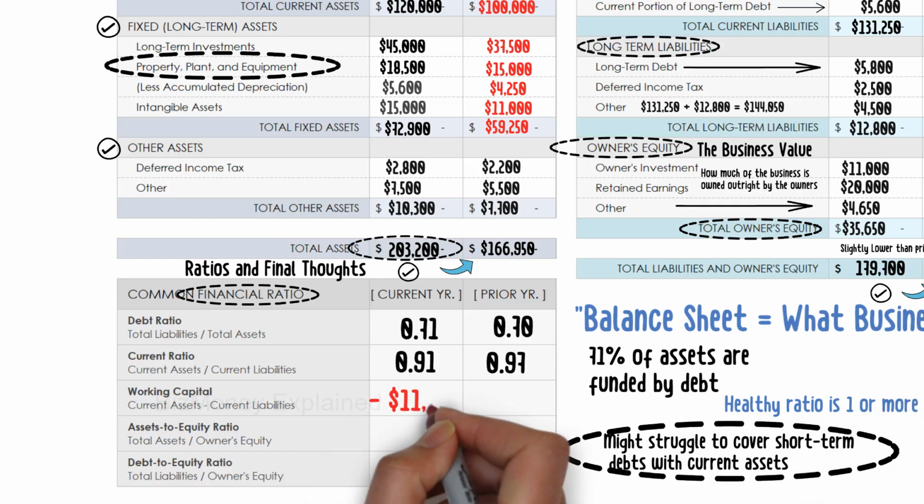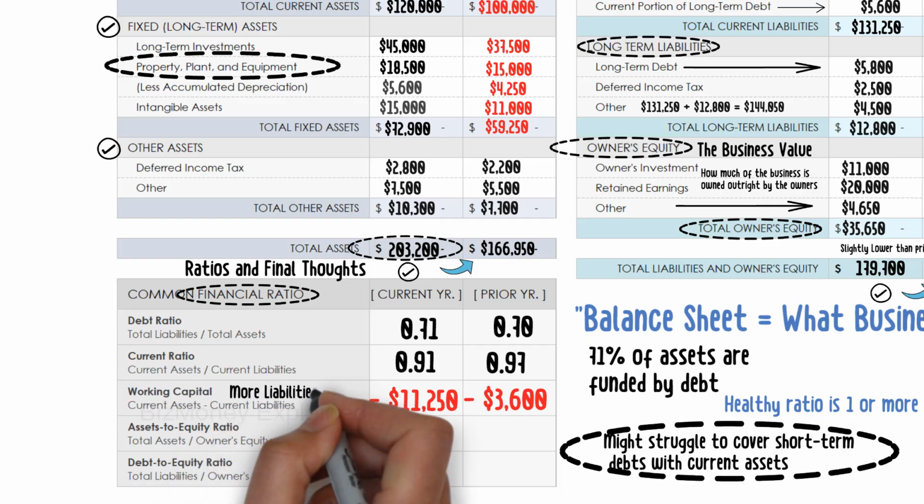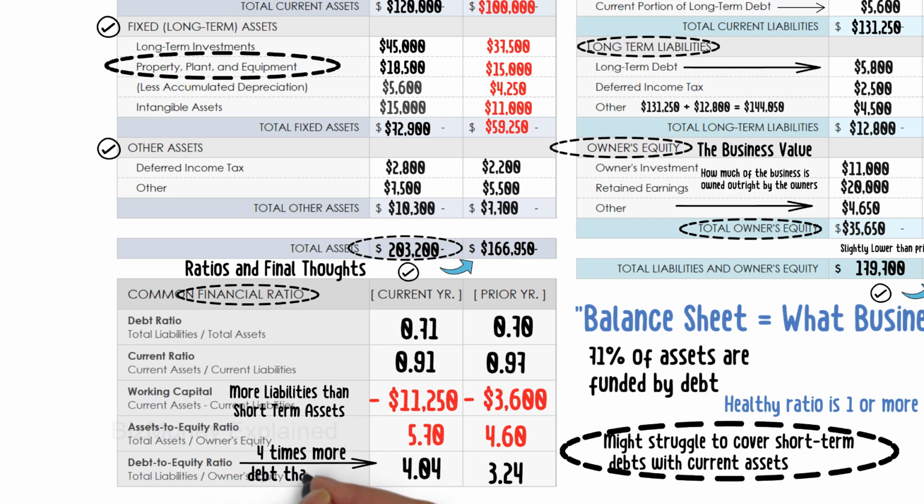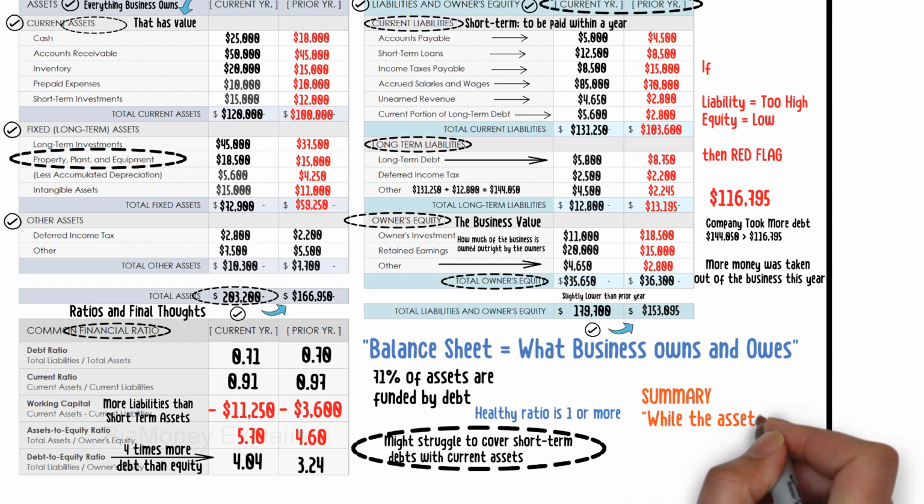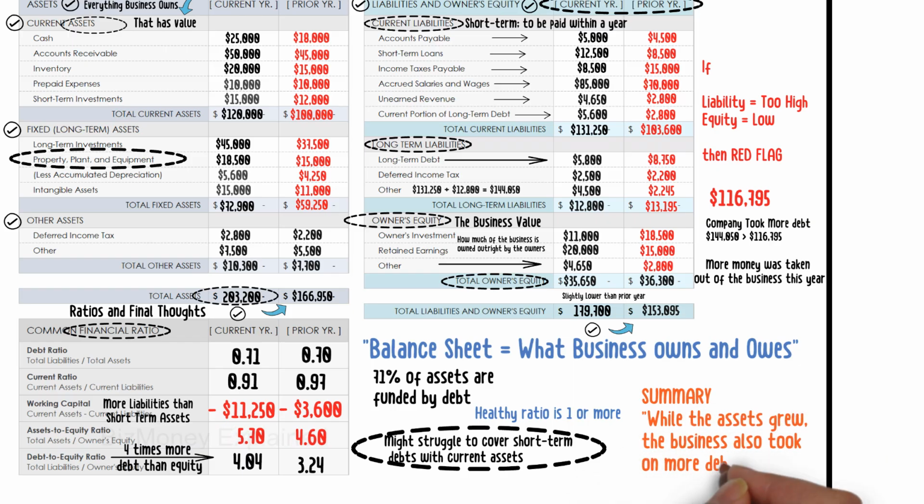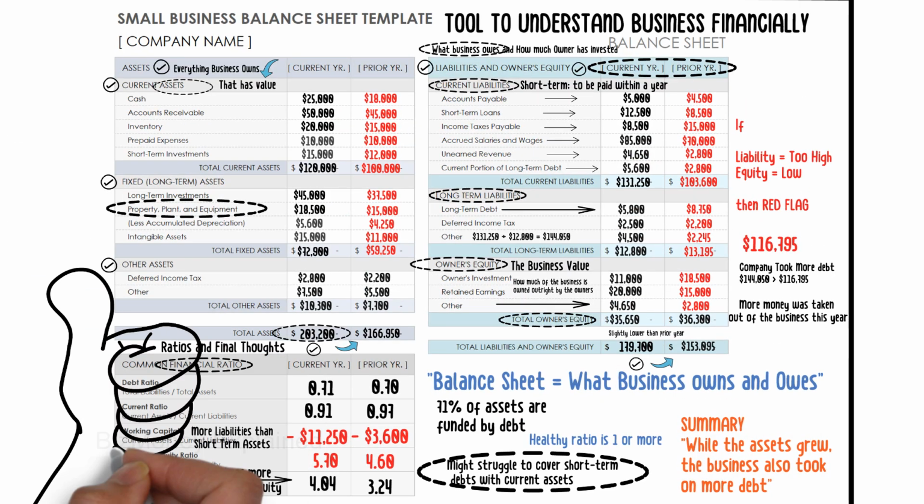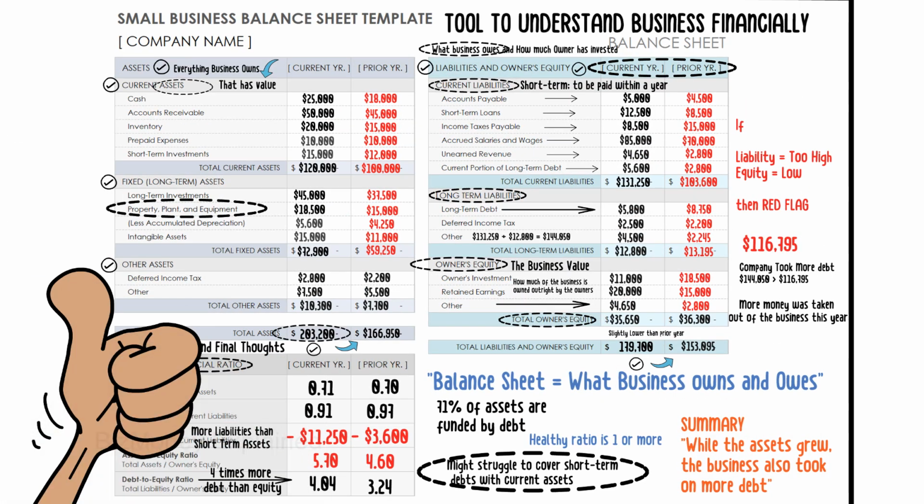Working capital is minus $11,250, a negative number showing more liabilities than short-term assets. This might be risky. The debt-to-equity ratio of 4.04 means the business has 4 times more debt than equity. That's quite high. In summary, while the assets grew, the business also took on more debt. This balance sheet is your tool to understand where the business stands financially. Read it carefully. It tells a powerful story.